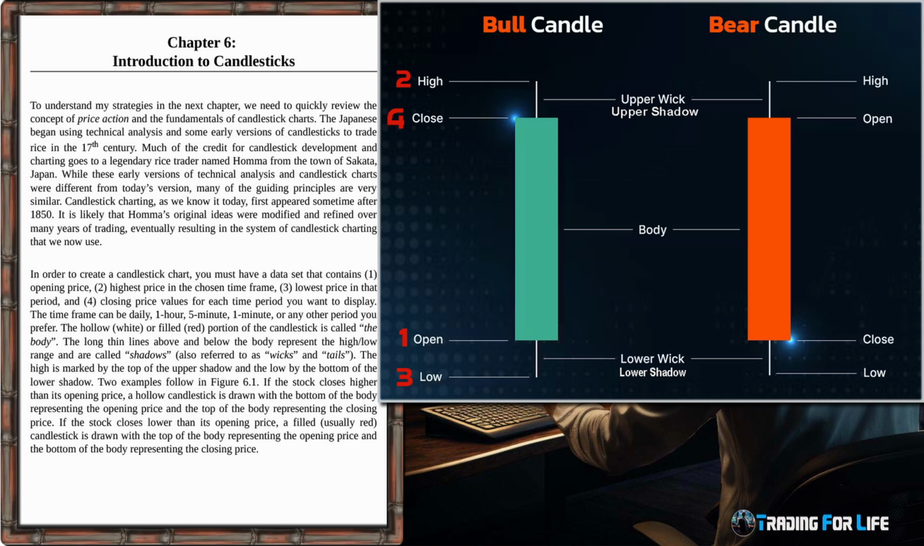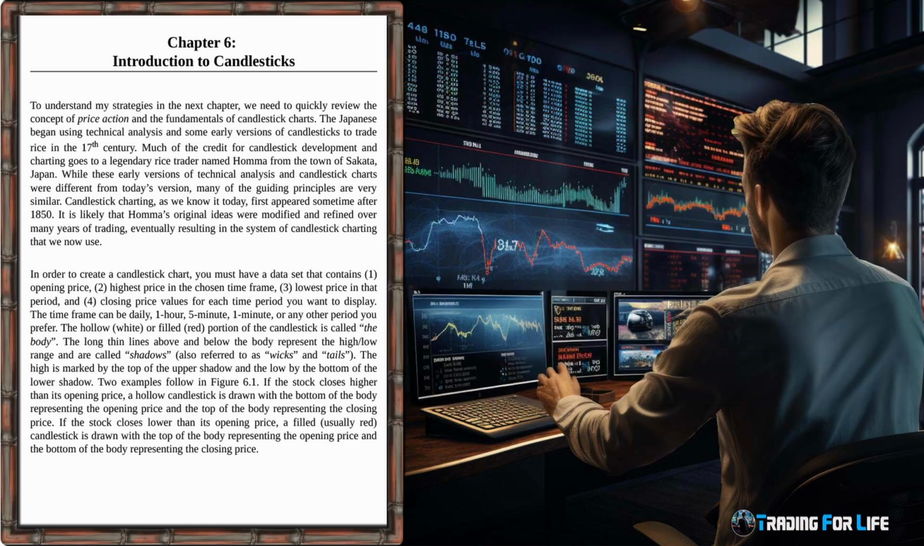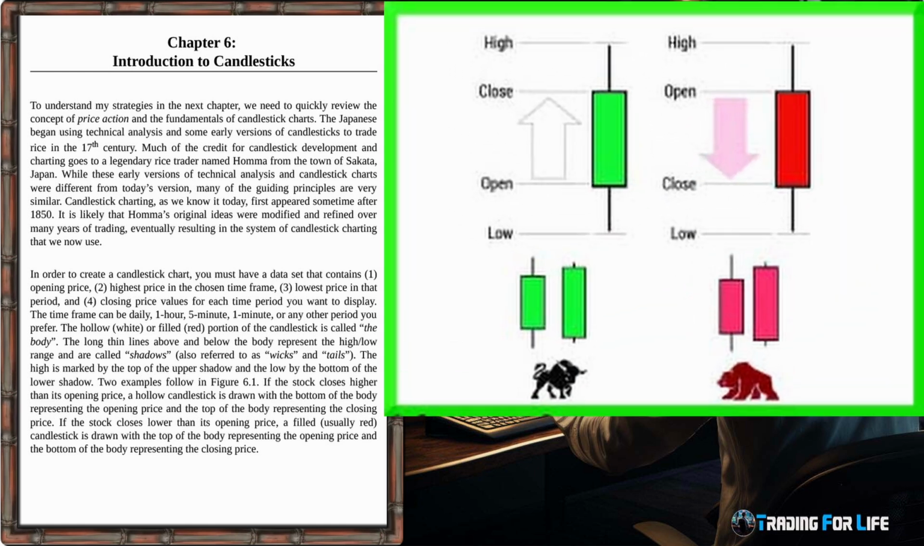The hollow, white, or filled red portion of the candlestick is called the body. The long, thin lines above and below the body represent the high-low range and are called shadows, also referred to as wicks and tails. The high is marked by the top of the upper shadow and the low by the bottom of the lower shadow. Two examples follow in Figure 6.1.